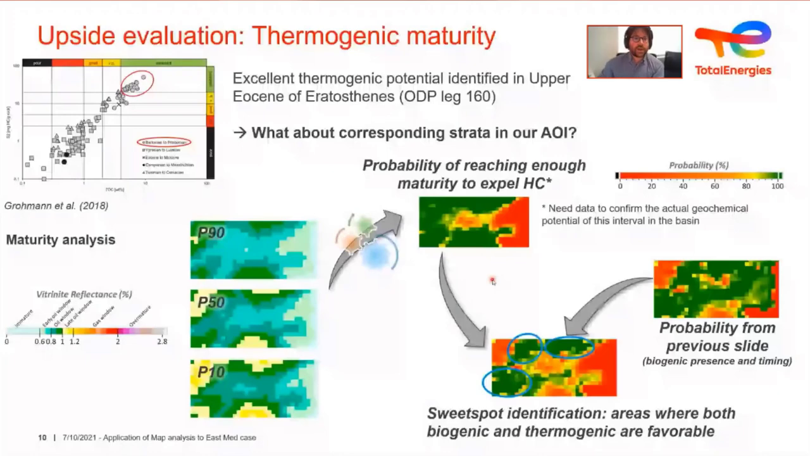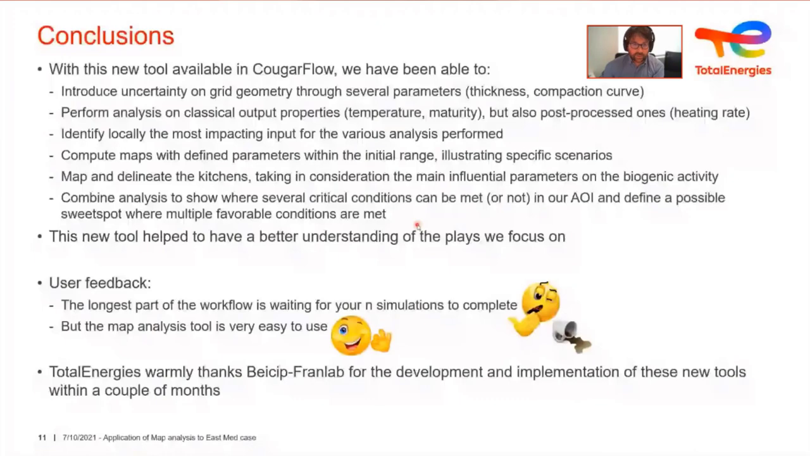So in terms of conclusions, with this new tool developed in CougarFlow, we have been able to introduce more uncertainty in the grid and do the analysis on several properties. What is really important is that we can also introduce uncertainty on the geometry through the thickness and the compaction curve, but I could also have used some erosion if needed, or some bathymetry variation through time. The analysis has been done on classical properties such as the temperature or the maturity, but also some post-processing ones. For people more familiar with TOTALEnergies, it's what is given by Groovy.